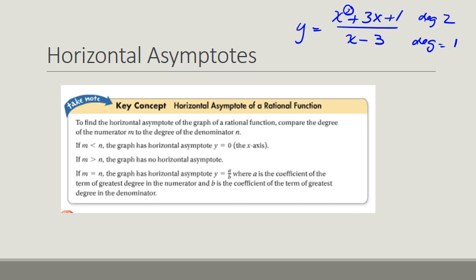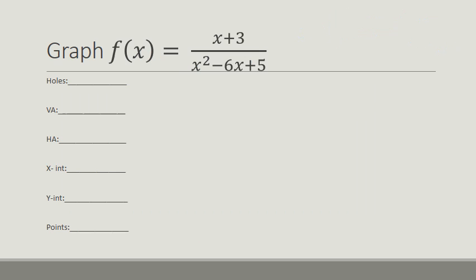If the degree of the bottom is less than the degree of the top, okay, or the degree of the top is less than the degree of the bottom, then the x-axis is our horizontal asymptote. If the degree of the top is greater than the degree of the bottom, there is no horizontal asymptote. And then if they're the same, what we do is we take the coefficient. So let's say that this was a 3 here. My horizontal asymptote would be y equals 1/3, taking the leading coefficients.